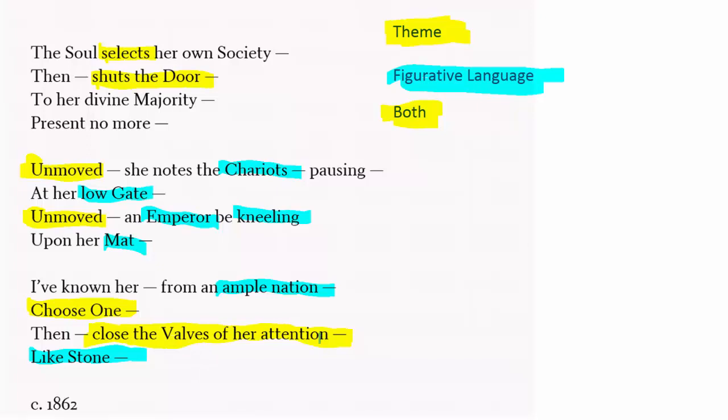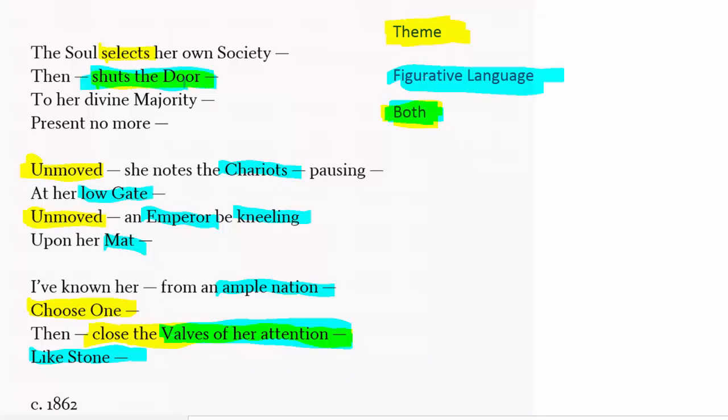But if I take that blue highlighter and color over the both part, again I get that green color. And so if I'm now going to identify figurative language, things like chariots that might symbolize something, her gait being low, an emperor, an ample nation, and obviously this valves of attention is also pretty important, and maybe this door is pretty important to the theme as well.